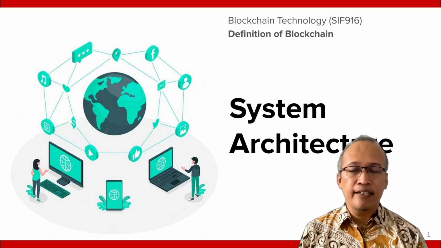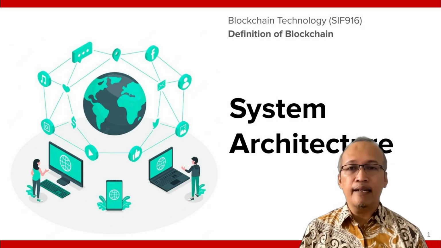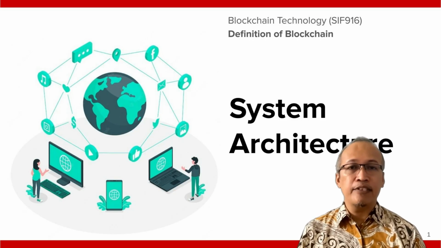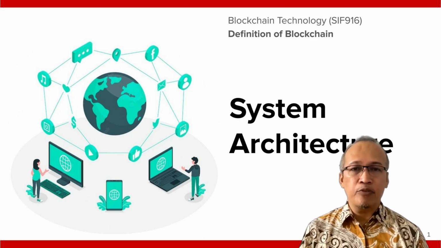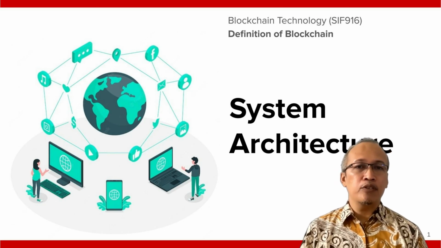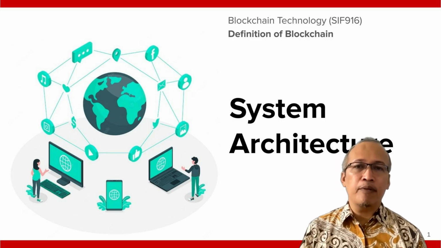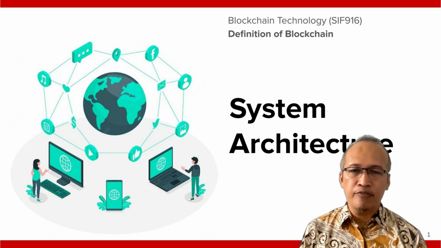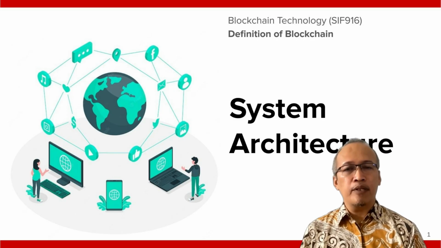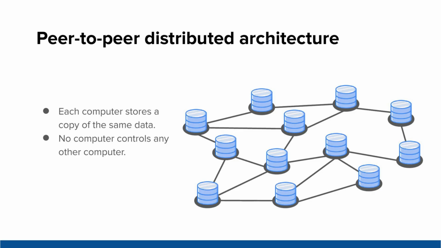Great job so far. We've covered the first characteristic, the type of data. Now, let's move on to the second one, system architecture. This is where things get really interesting, because the way blockchain is structured is very different from most systems you probably use every day. Let's explore what peer-to-peer distributed actually means.